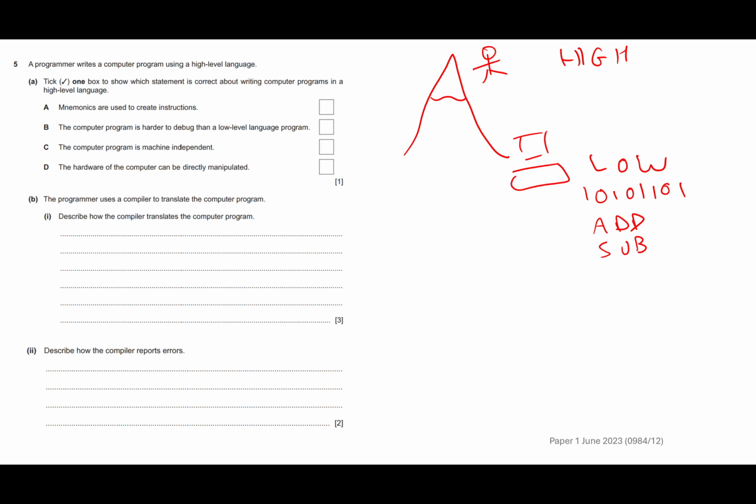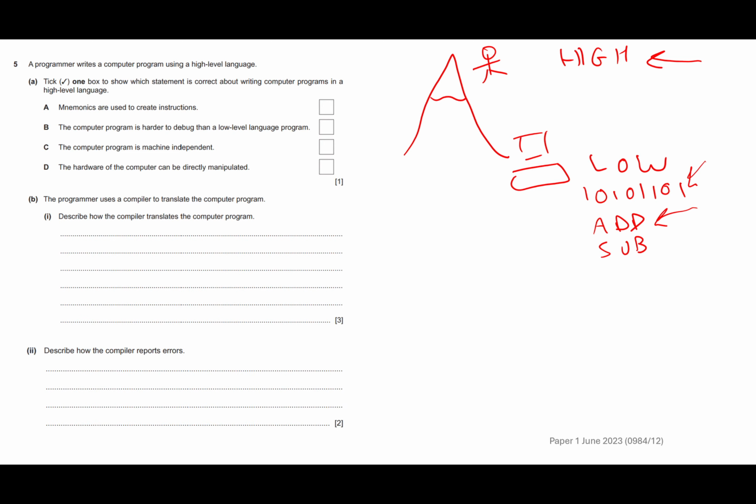B, the computer program is harder to debug than a low-level language. Because high-level languages are more like natural language, they're actually much easier to debug than low-level languages, which generally are going to look like machine code, or they're going to be these mnemonic instructions, which are, again, harder for humans to understand. So it's not B.